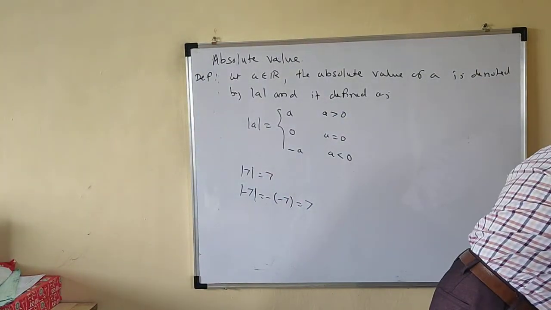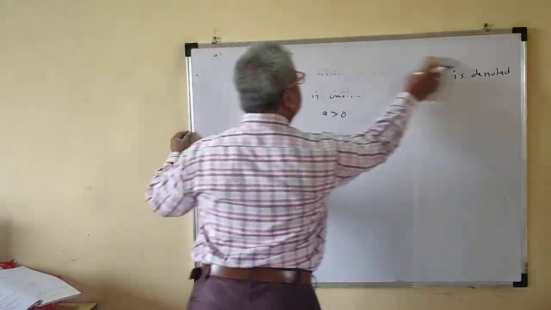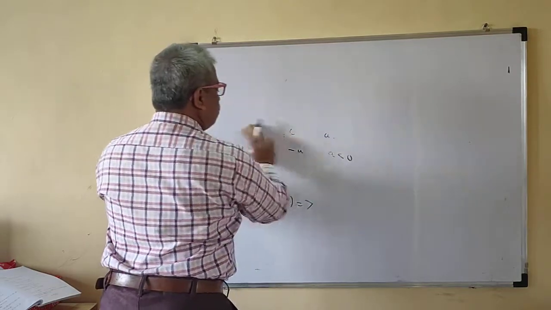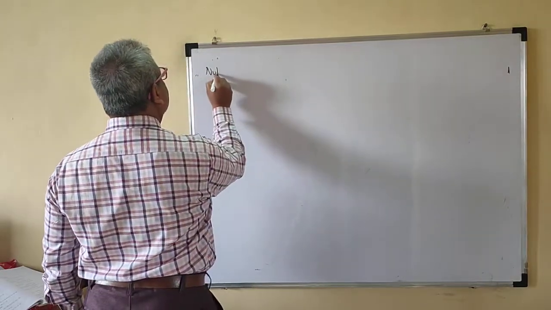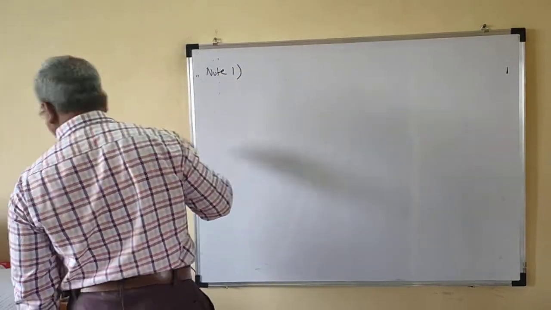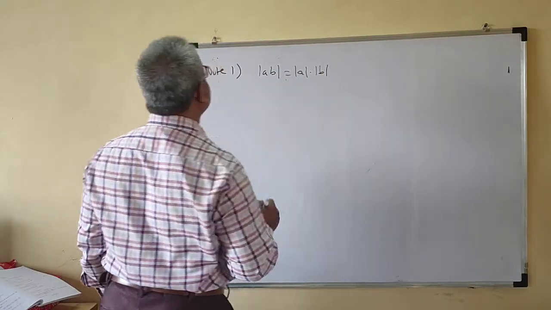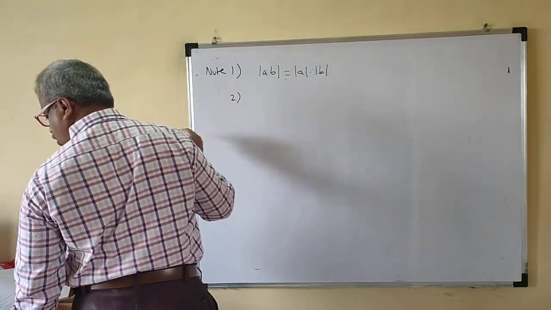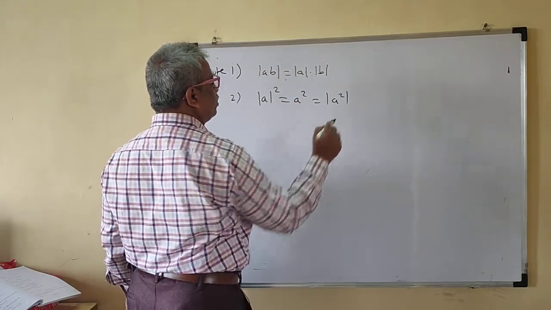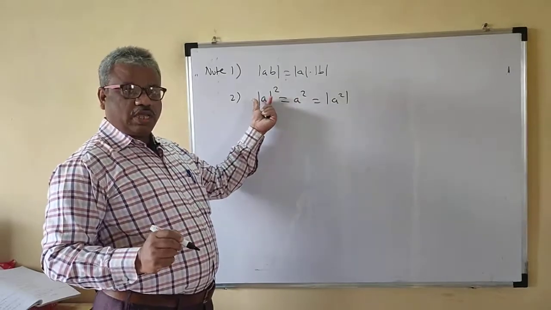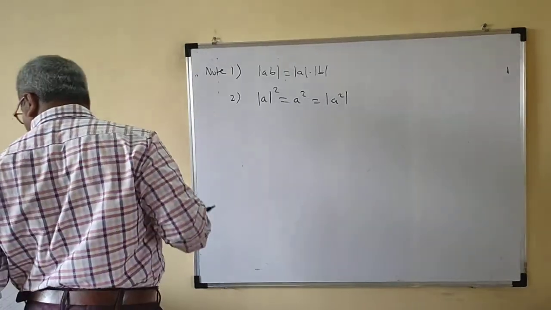So now we will see the properties of the modulus. Note 1: mod of ab is the same as mod a into mod b. Next, note 2: mod of a square is the same as a square, which is the same as mod of a, square. So if you want to remove the modulus, take the square, because the square of every real number is always positive.